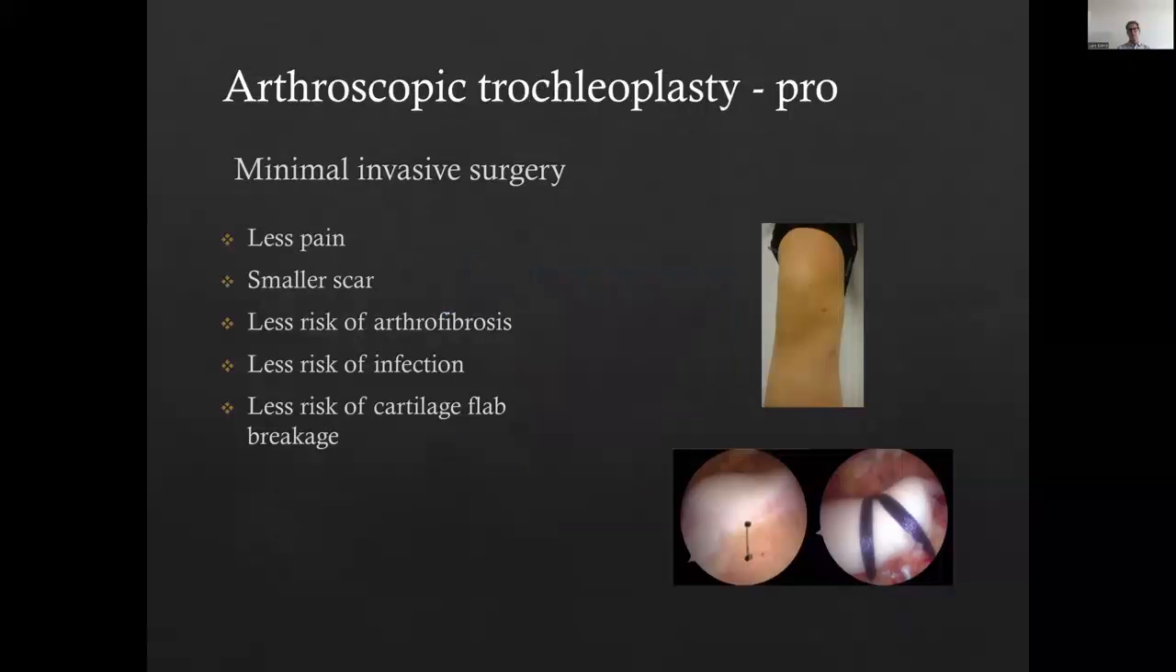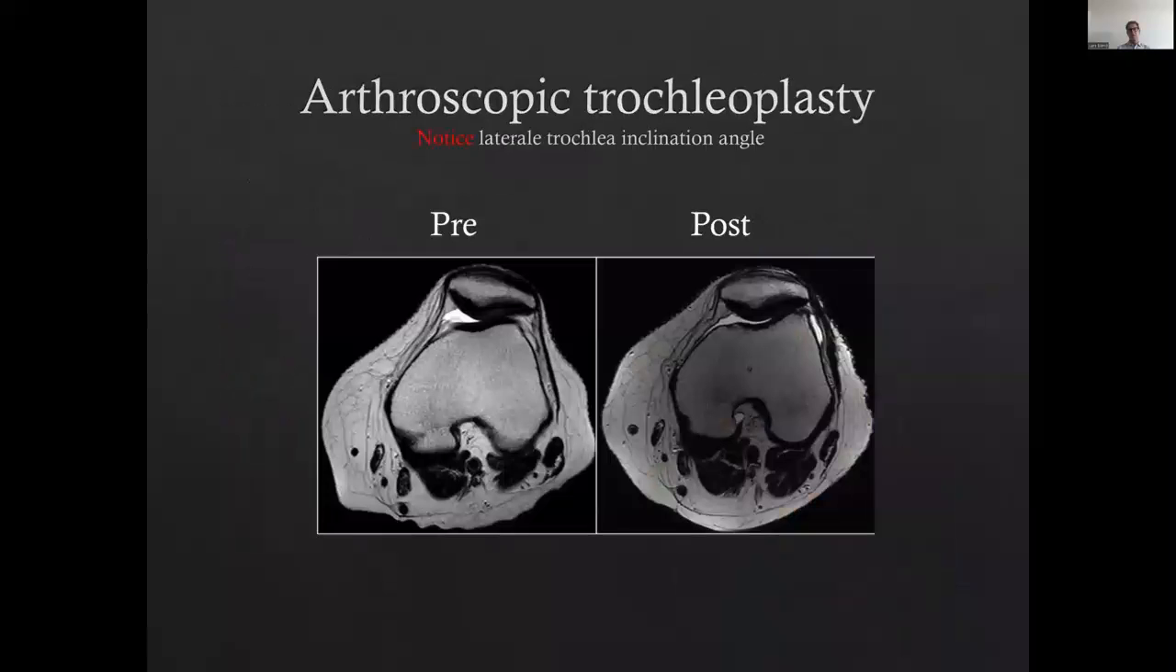So this is, in my point of view, the pros for the arthroscopic version. It is naturally minimally invasive surgery with less pain, a smaller scar, less risk of arthrofibrosis, less risk of infection, and less risk of cartilage flap breakage, because I know from open trochleoplasty surgeons that they have experienced the cartilage flap breaking during the surgery, because the system sometimes pulls too much and then it breaks.